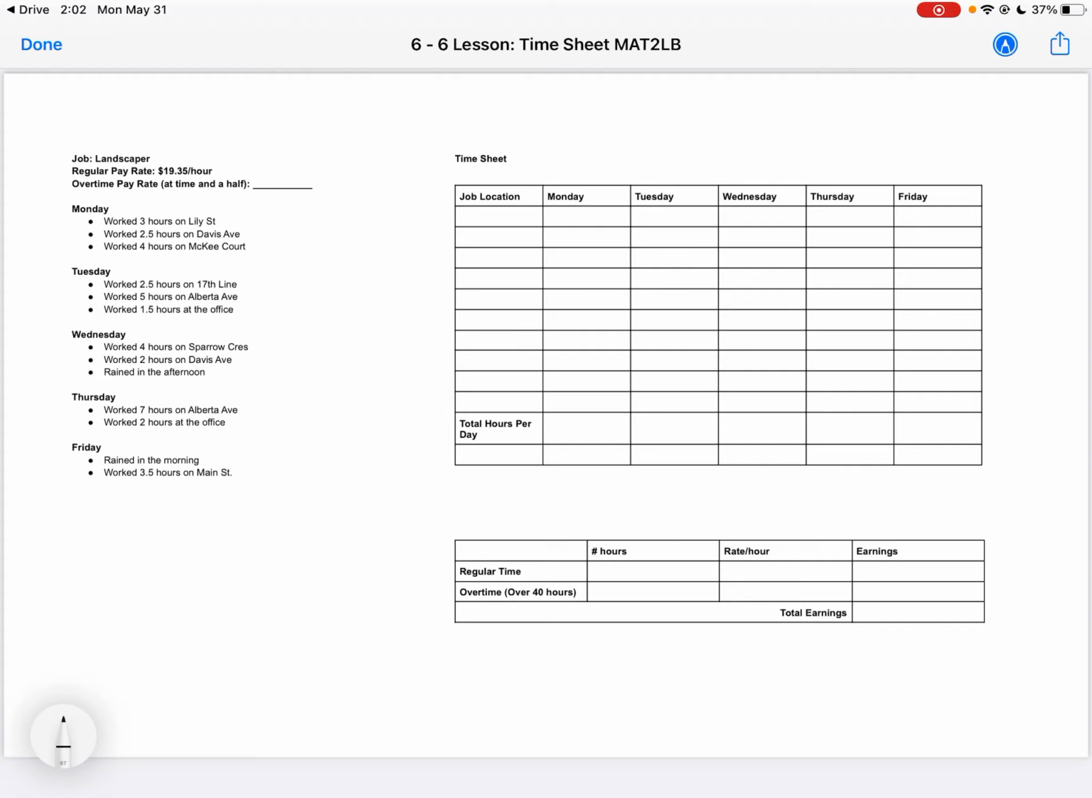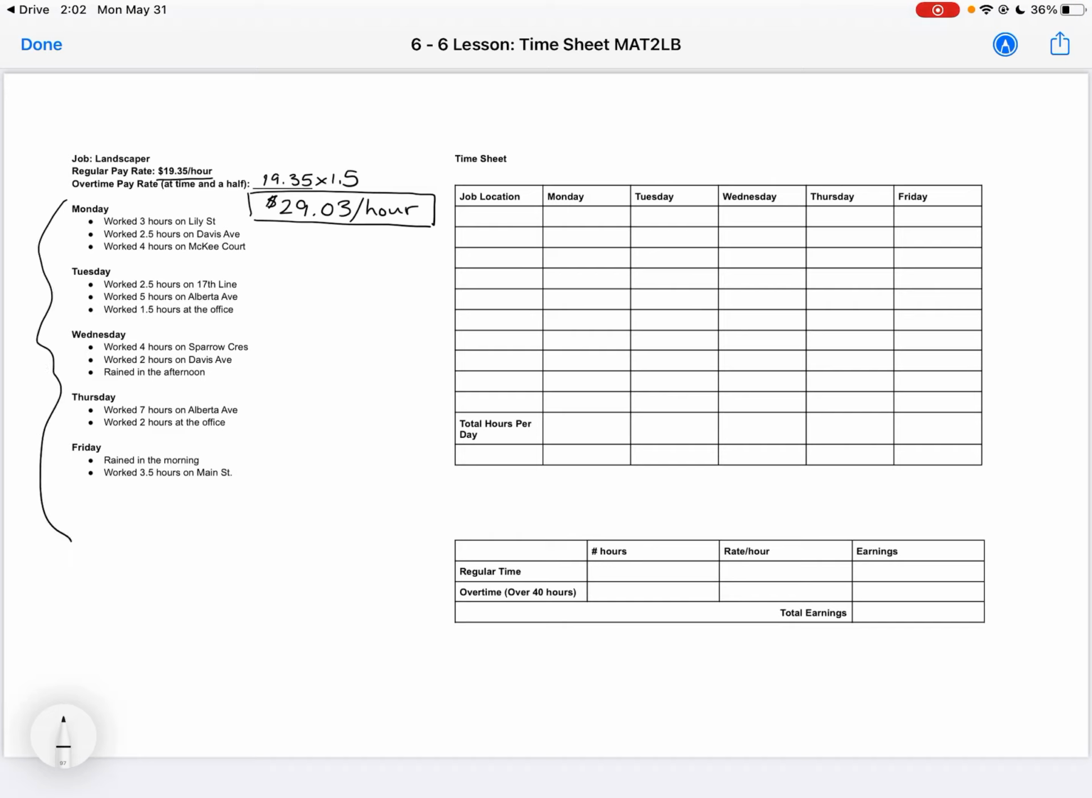So one that we're going to look at here is a landscaper. And this is going to tie in our ideas about time with some of the payment work that we did earlier in the course. So our regular pay rate is $19.35 an hour. Our overtime pay rate is going to be $19.35 times 1.5 because we're getting paid at a rate of time and a half. So our total overtime pay rate is $29.03 per hour. Remember that our third digit is a 5, so we're rounding up to the 3.